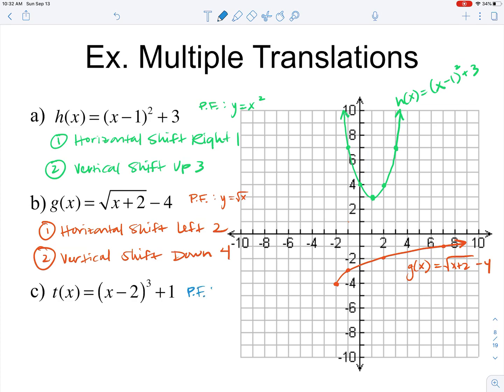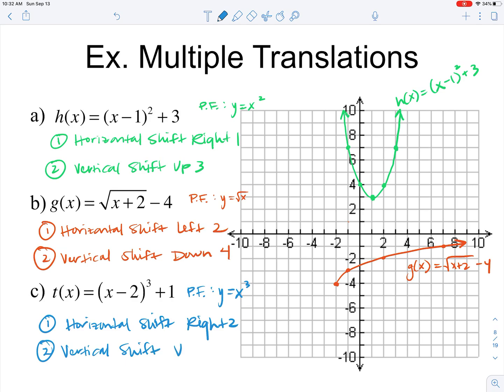And the parent function for t of x is x cubed. The -2 is happening in the parentheses and also being raised to the third power. So that's a horizontal shift to the right 2. And the +1 will be a vertical shift up 1. So the point that's at the origin, I go right 2, up 1, would leave me at 2, 1.